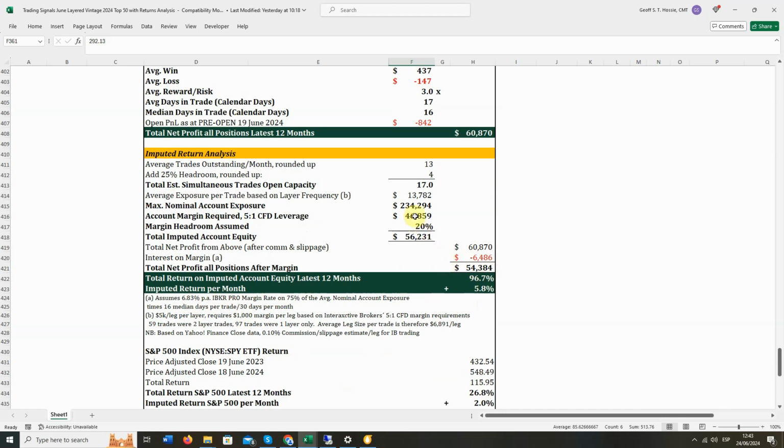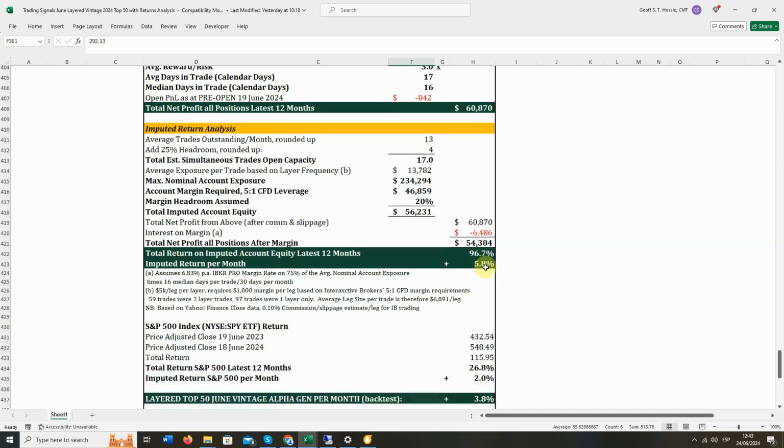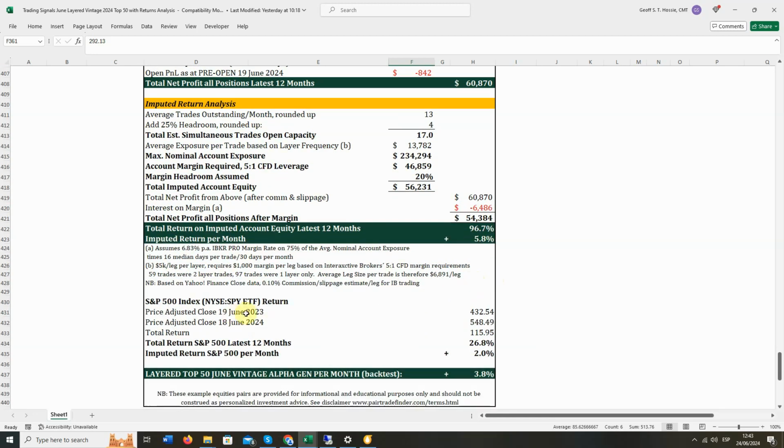That equals, based on this account balance, 96.7% return in those 12 months. That's an imputed return of 5.8% per month. What did the S&P do over the same period? Only 2% a month, even though it had an incredible year, 26.8% on the S&P. That includes dividends. So that was 2% per month. And the Laird Top 50 June Vintage alpha generation per month, based on this backtest, is therefore 3.8% over and above what the S&P delivered over those 12 months.